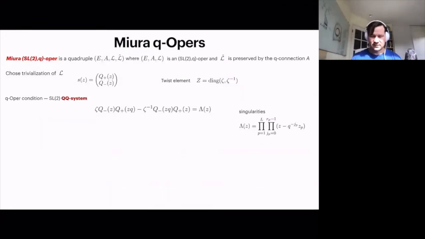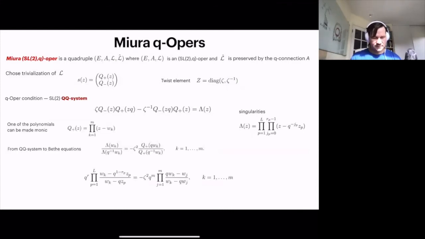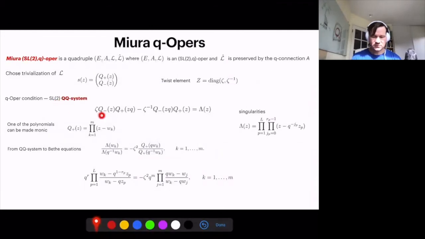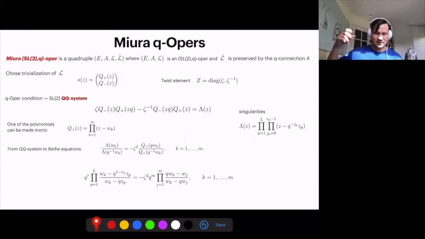Please ask questions. So this is called the QQ system for SL2. Now let's find an explicit parameterization of those polynomials q plus and q minus. Actually, to get Bethe equations, we only need q plus or q minus. In fact, it's related to the choice of this subbundle L hat, which is invariant under A.